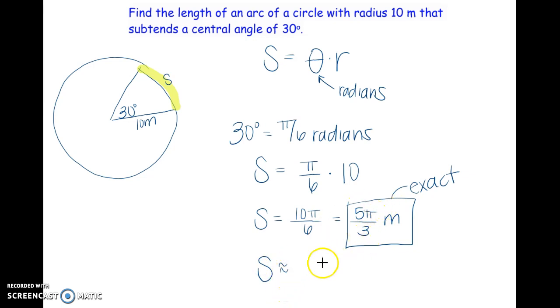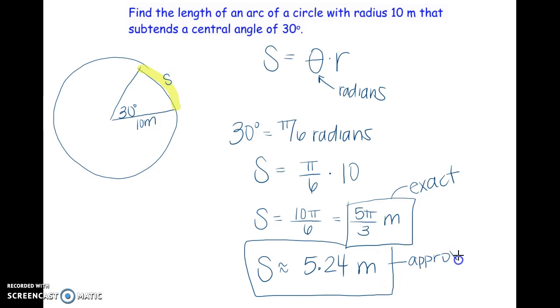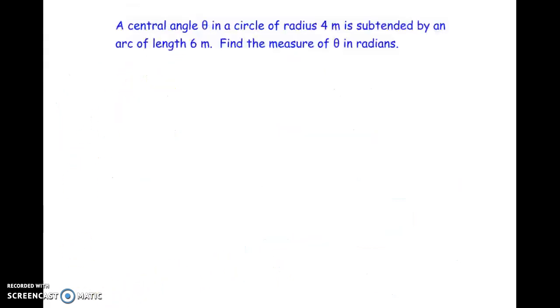But if I type 5 pi over 3 in my calculator, I get 5.24. And 5.24 meters means a heck of a lot more to me than 5 pi over 3, right? If I say 5.24 meters, you can actually picture what that might look like. So this is an approximate answer. If I don't ask for whichever one, you're free to give whatever. For me, the approximate answer makes more sense in the context of a problem, so that's probably what I would stick to. So let's keep going.